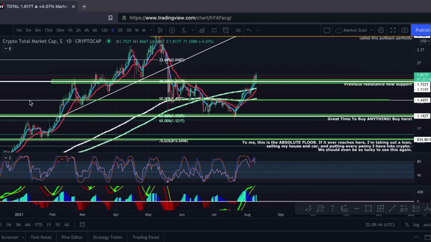So that's pretty bullish. This is now the support. Previous resistance is now support. So that is the total market cap. The other note is total market cap looks like it will reach the 61.8 Fibonacci bottom again. Let me go back to my market.